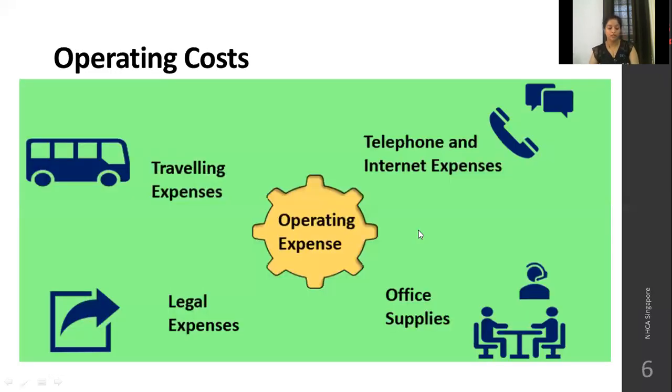Then we have operating cost. Operating cost means the day-to-day operations that take place in the industry. For example, daily water supply may come under the operating cost. Office supplies, administrative supplies, pen, pencil, book, paper, registers, you use these on a daily basis. Telephone and internet expenses, you use these on a daily basis.